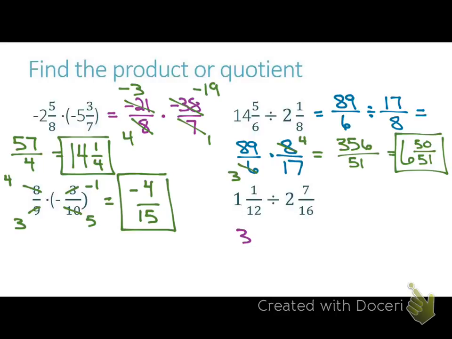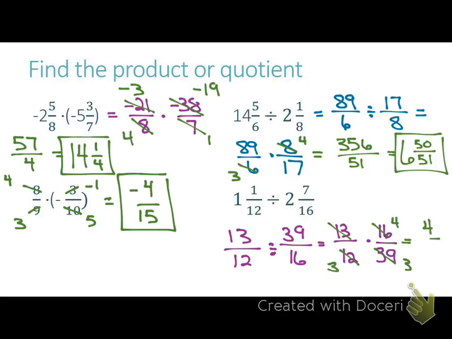All right, last one, change to improper. We can do quite a bit of cross reducing here. And then 4/9. Did you get 4/9? Yes. Questions? Anything?